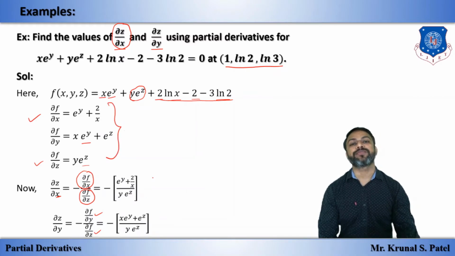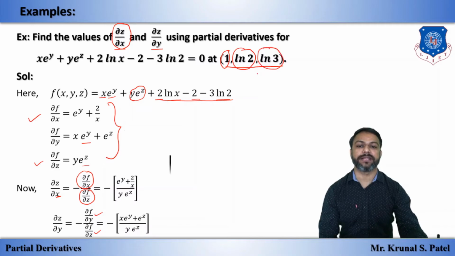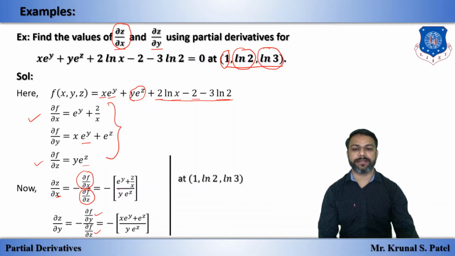Now we want to find these two values at the point 1 comma ln2 comma ln3. That means the value of x is 1, the value of y is ln2, the value of z is ln3. So put this point in this answer.